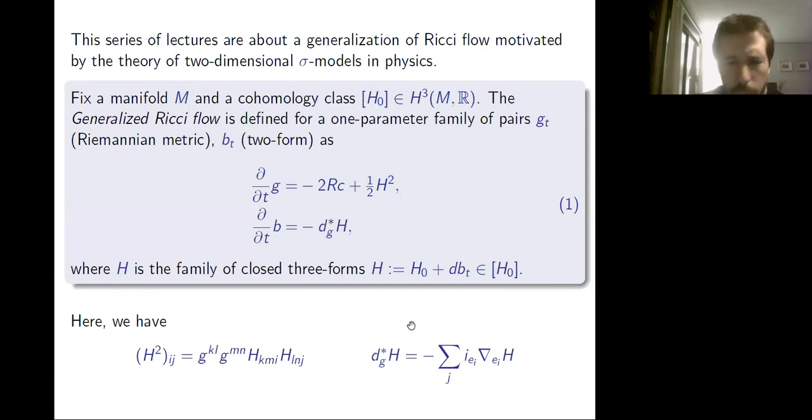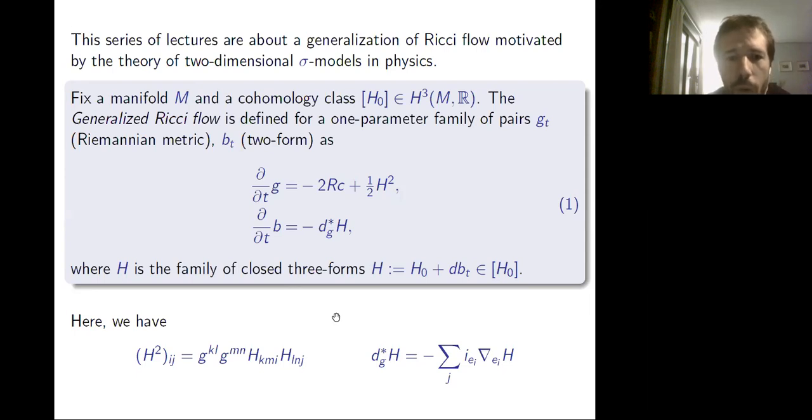Okay. So in components or in coordinates, if you want, you can write it like this. If you take a frame which is orthonormal with respect to the given metric, then you can write down d star H as minus the sum of nabla e_i, the Levi-Civita connection, contracted with H and then contracted with e_i. So these are the equations we are going to consider.